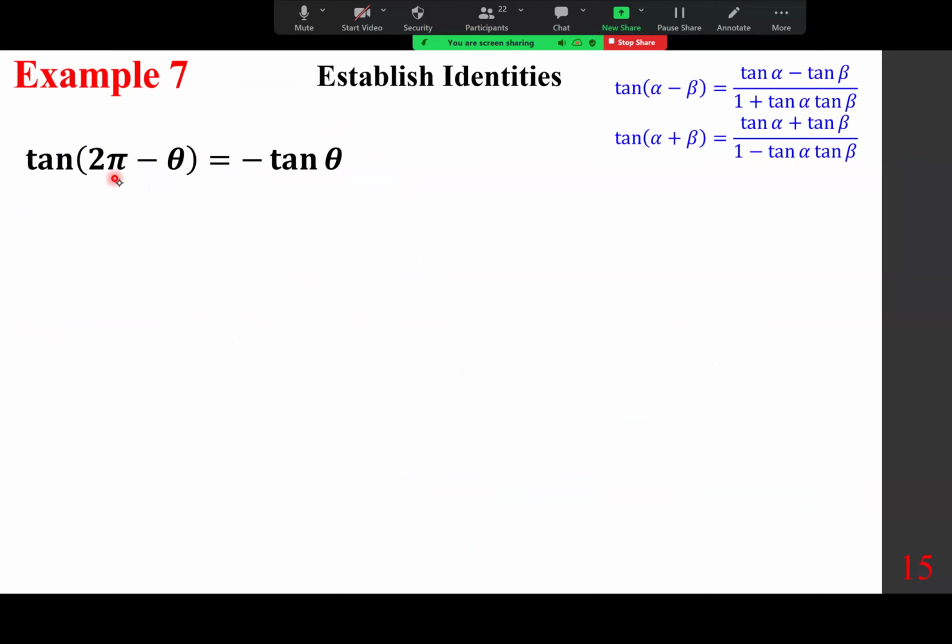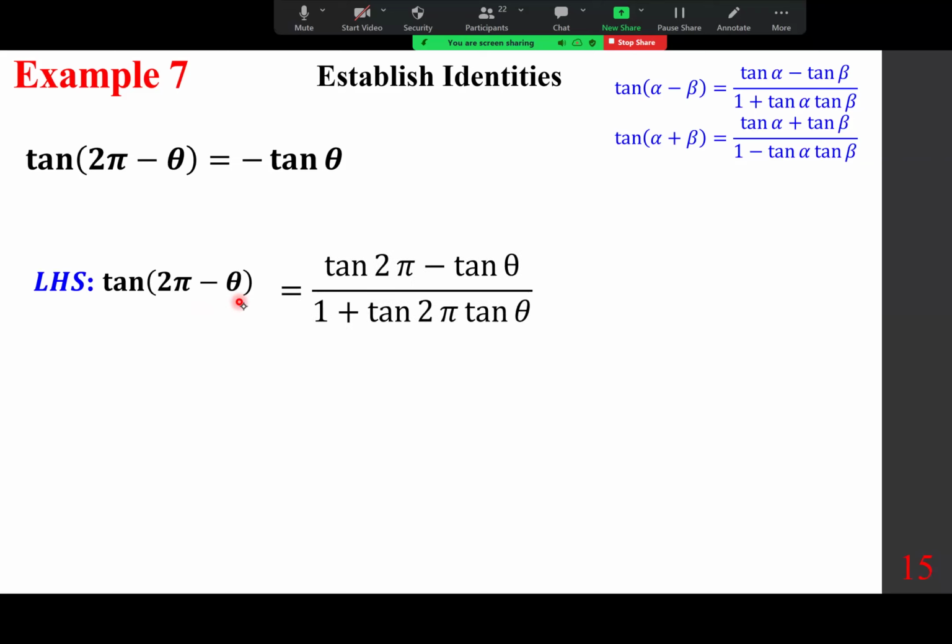Tan of 2 pi minus theta is minus tan theta. And to prove that, we are going to go with tan of alpha minus beta. Alpha is 2 pi and beta is theta. So the left-hand side, we're going to say tan of 2 pi minus tan of theta over 1 plus tan of 2 pi tan of theta. As you know, tan of 2 pi is 0. So replace that one with 0. That's all you have to do.